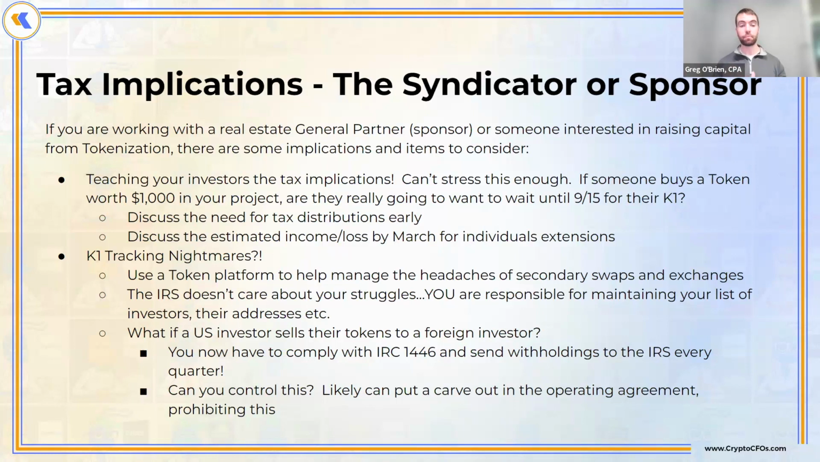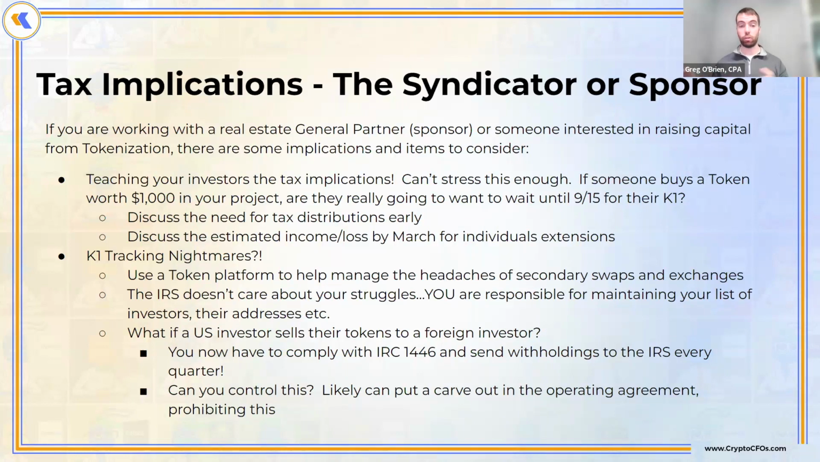For example, if John and I are in a project and I say, John, I'm tired, I'm done. Can you buy me out? And on the secondary market, he buys my tokens. The syndicator needs to figure that out. They need to know there's a secondary transaction. So a lot of them are putting language into their operating agreement that there has to be a process in which that's approved. So it's not willy-nilly.